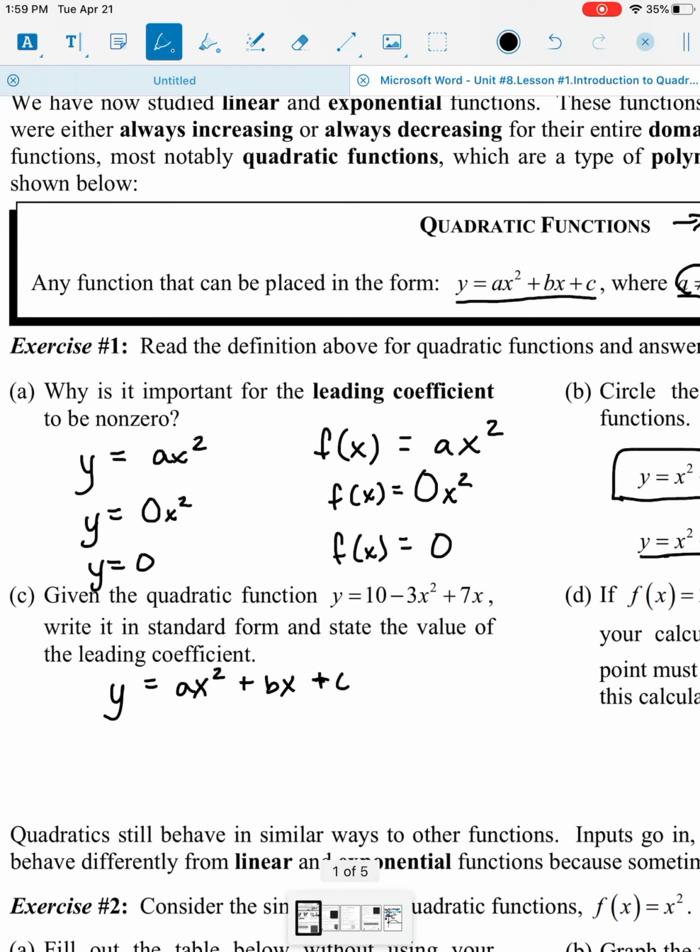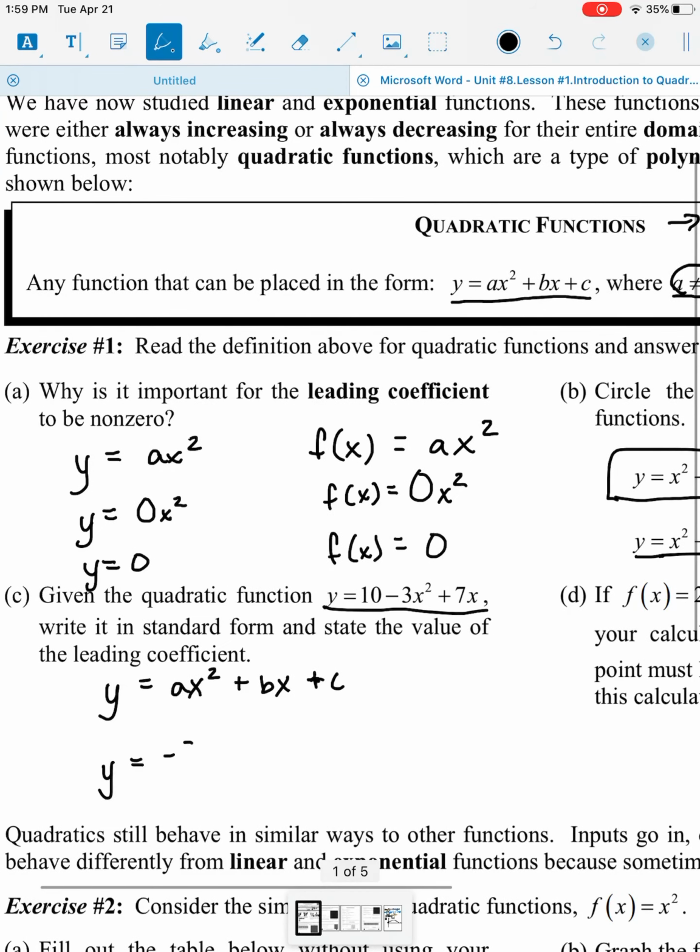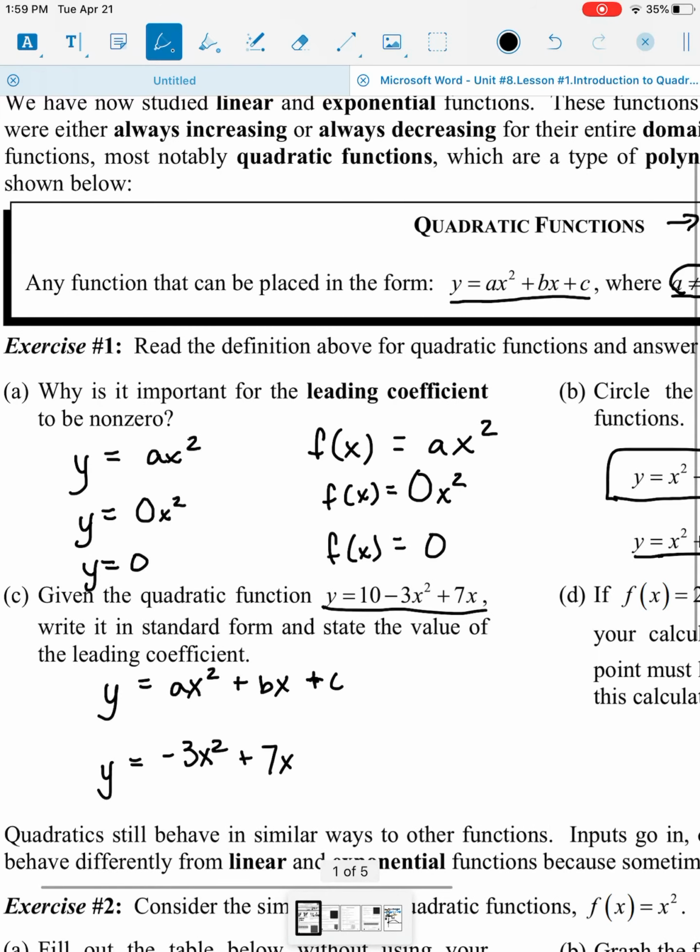Alright, so if we just rewrite my function in my problem with the squared term first, the x term second, and then finally my constant happens to stand for c, right? Last, that is standard form of a quadratic function.